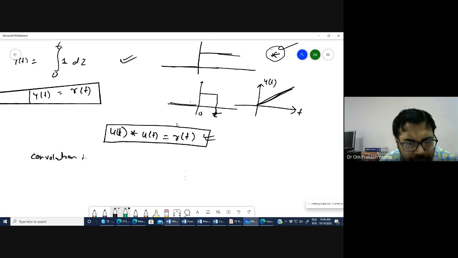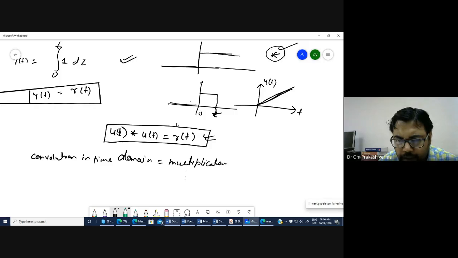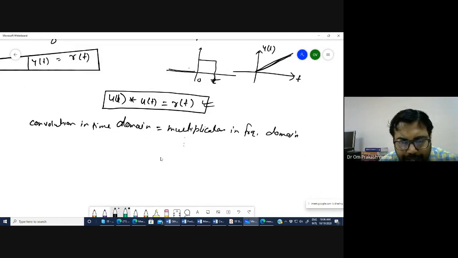Convolution in time domain is equal to multiplication in frequency domain, right? And therefore we are using the Laplace and whatever the techniques. Why? Because Laplace is in the multiplication frequency domain, and you want to calculate the convolution, so you have to apply these steps in order to find the convolution. But the frequency domain is very easy to calculate.